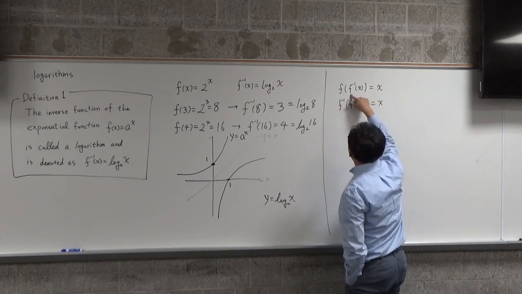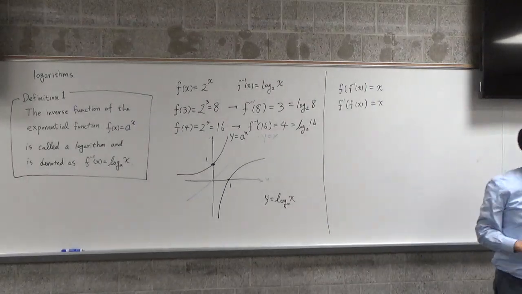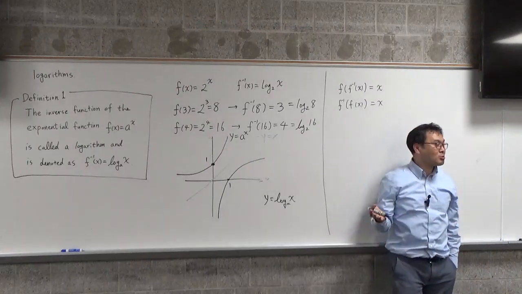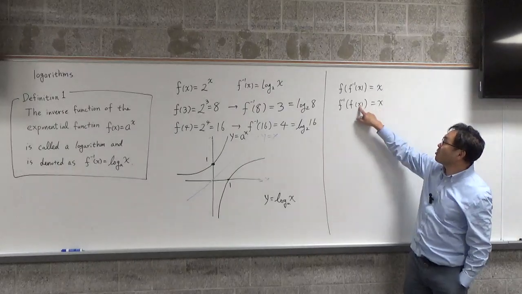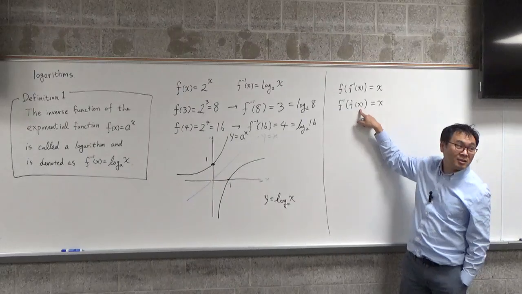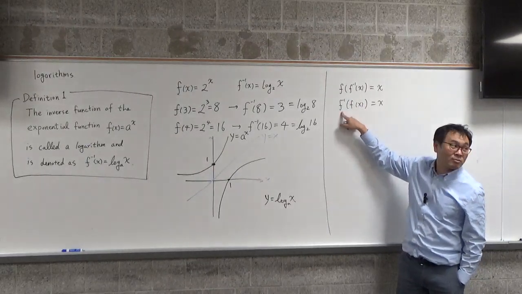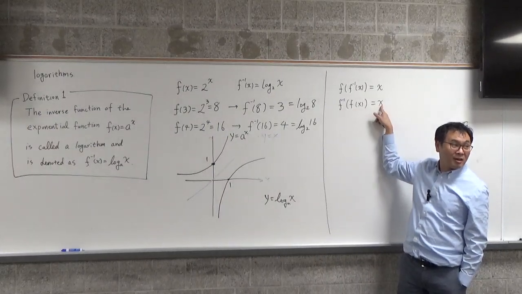See, f and f inverse, if they're composed, they just cancel out. Now, why is that true? Again, you can talk in terms of chicken and chicken nuggets. So, let's look at this first one. Let's say x is the chicken, then f of x will be chicken nuggets. But if you plug chicken nuggets into f inverse, what would you get? Chickens. You get the original chicken back.